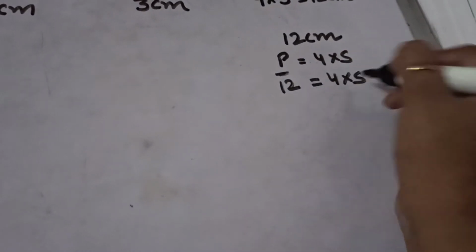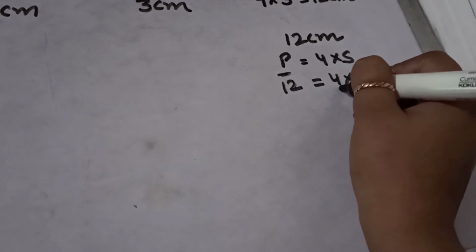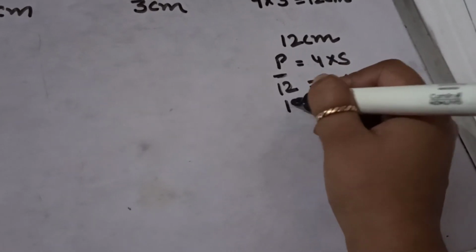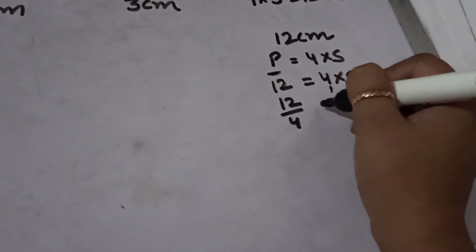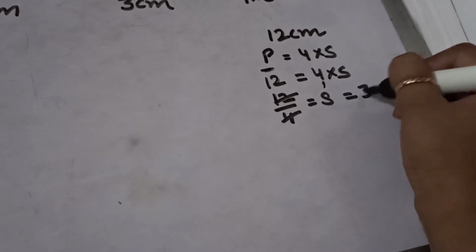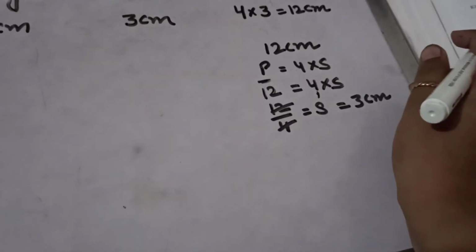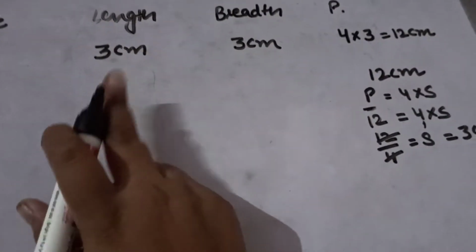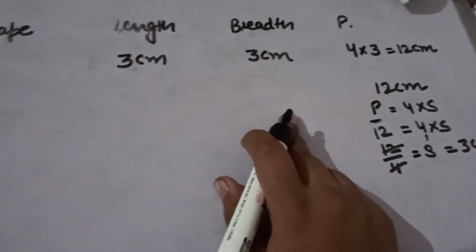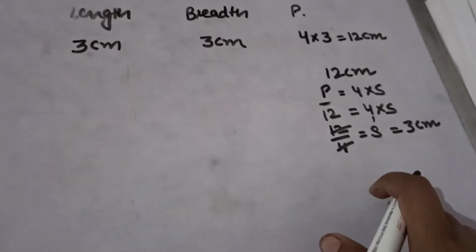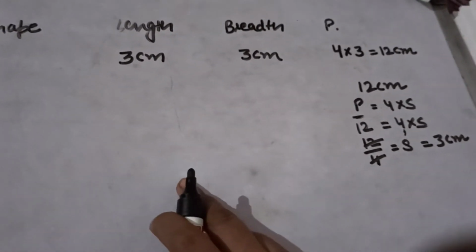So this become as it is. This 4 is in multiplication. When we take it this side, it comes in division. So it equals to 4 3s are 3 centimeter. Right? Now the main topic is, in this table length and breadth are separate given. Now where you will put this 3 centimeter?